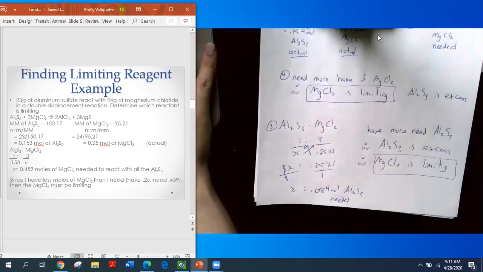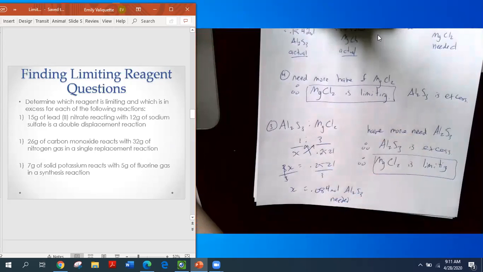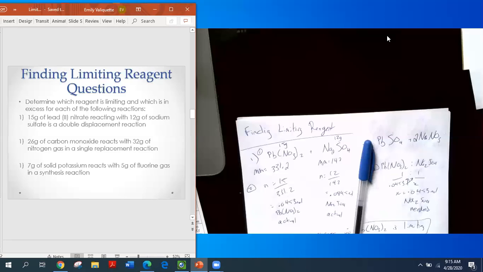What I would like you guys to try now are the finding the limiting reagent questions on this slide here. Okay, guys, just really quickly here, the second number 1 here is supposed to be a single replacement reaction, but we don't do single replacement reactions between molecular compounds. So just skip this second one here and just do the first and last one. Okay, that's all.